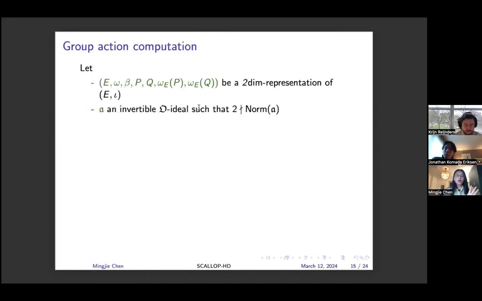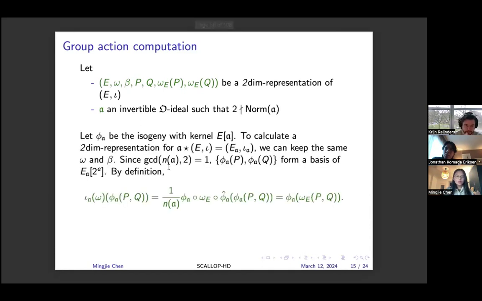Suppose we use this new representation, this 2D representation. We still want to compute our ideal class group action. So how do we proceed? Given the representation and one invertible ideal A such that the norm of A is coprime to 2, let phi A denote the isogeny with kernel EA, to calculate the 2D representation for EA, iota A, where EA is the codomain curve and iota A is the induced orientation.